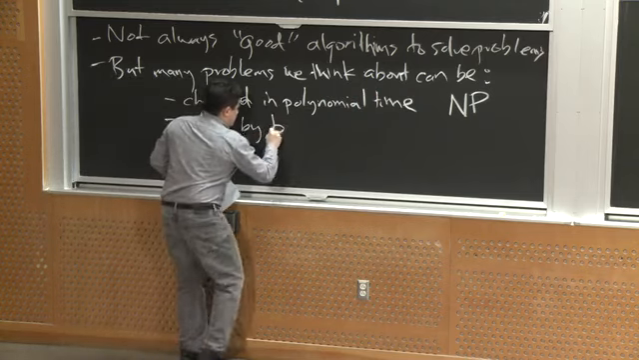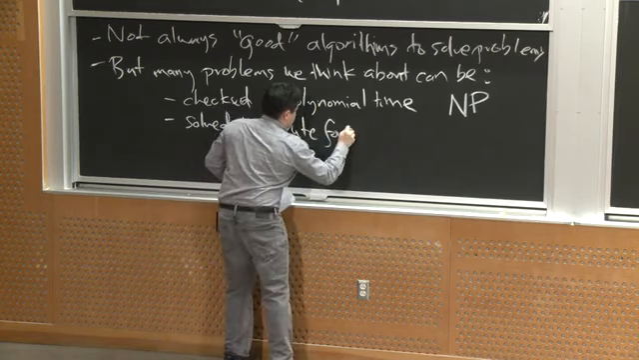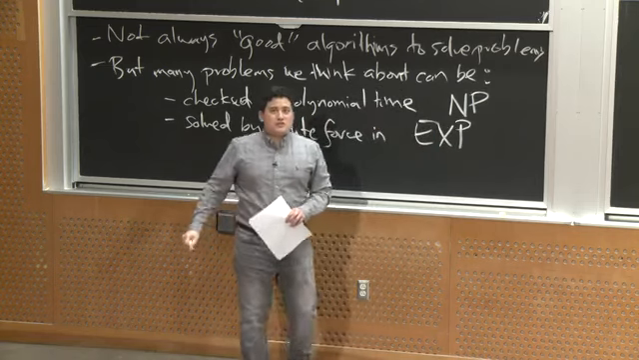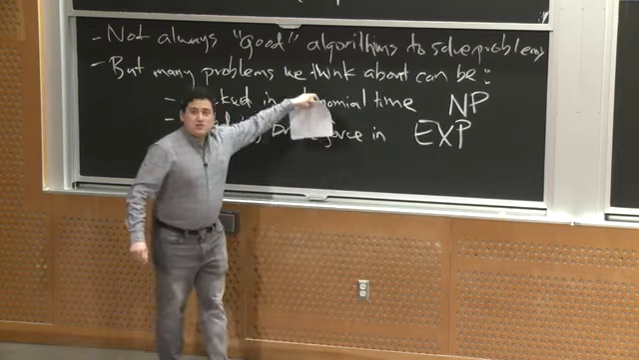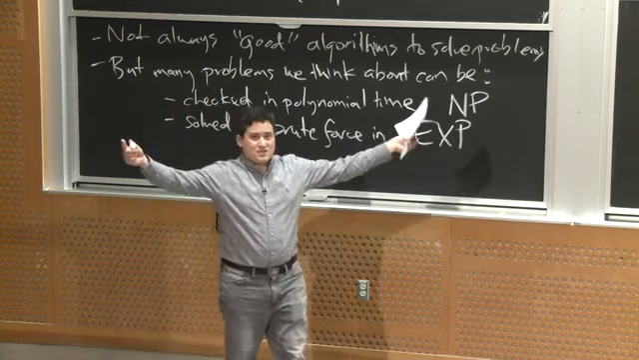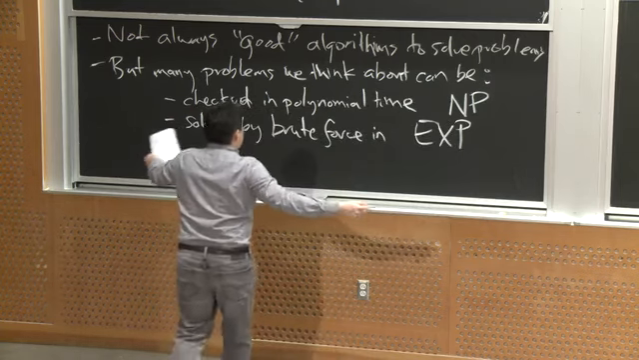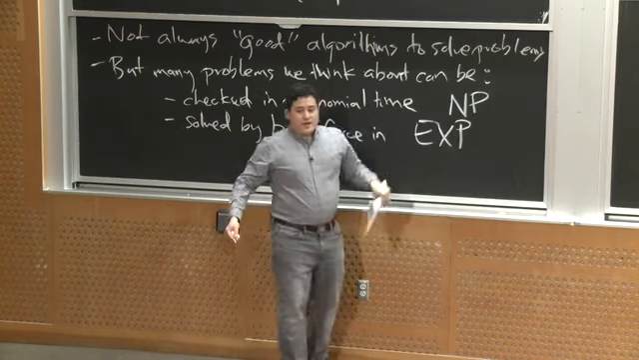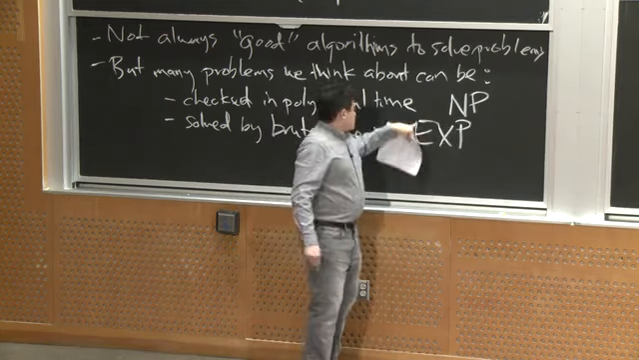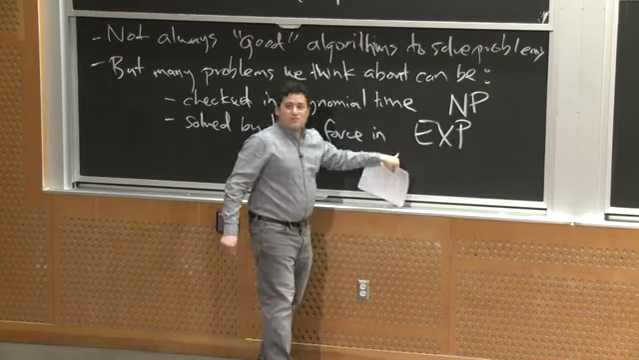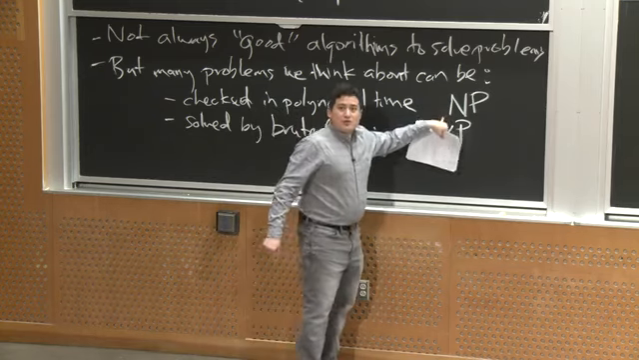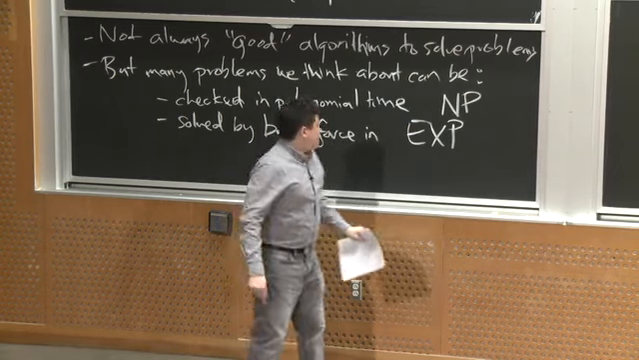Or problems that can be solved by brute force in exponential time, right? Most of the things that we've talked about in this class fall into one of these two categories. We can just brute force over the combinatorial space of possible outputs and check to see if they're correct. Or I can give you a certificate, because there's only an exponential possible number of certificates of polynomial length to check.